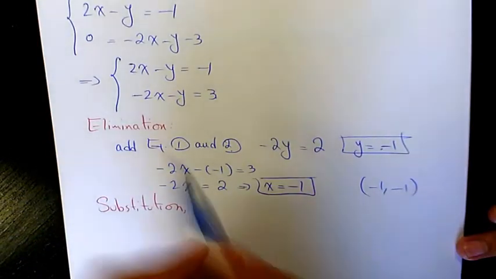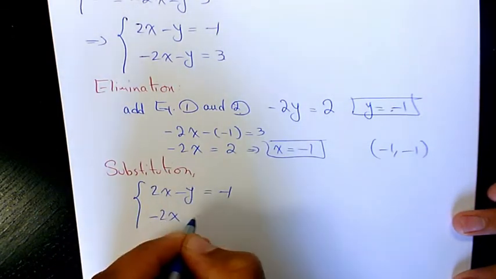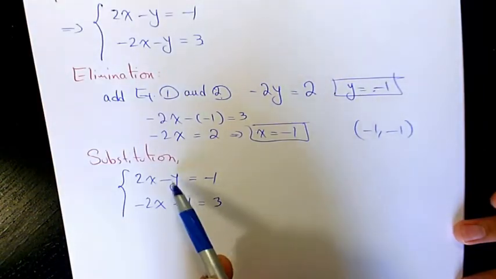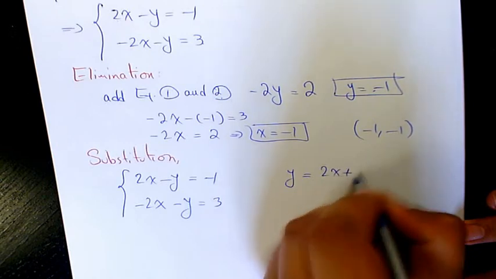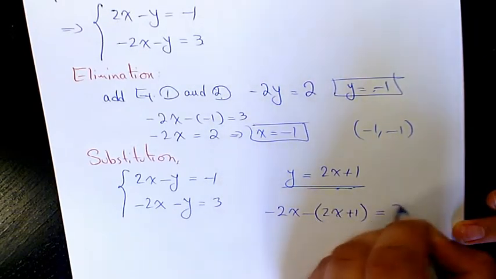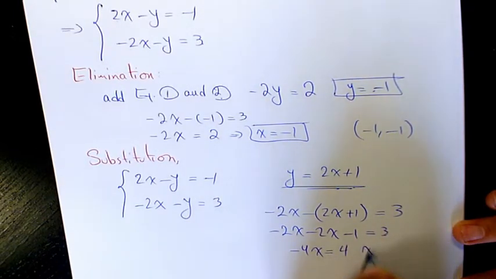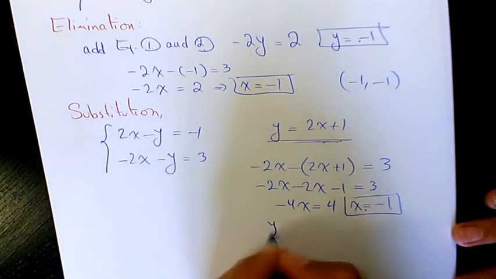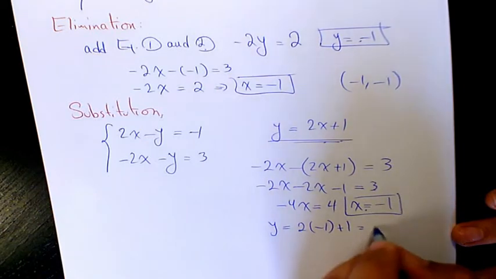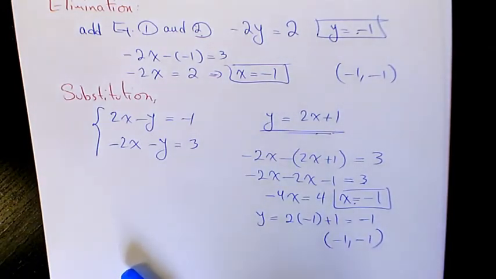Now let's use substitution method. Let's write the two equations again. 2x minus y equals -1, -2x minus y equals 3. So let's isolate y. So it's going to be y equals 2x plus 1. Then you sub it in the second equation. -2x minus (2x plus 1) equals 3. So -2x, -2x, minus 1 equals 3. So -4x equals 4. x will be -1. Then you sub it there. y will be 2 times -1 plus 1. -2 plus 1 is going to be -1. So we got the same answer, -1 and -1.